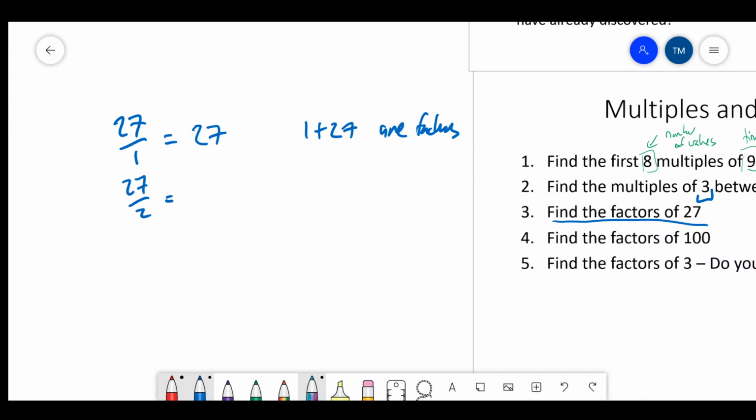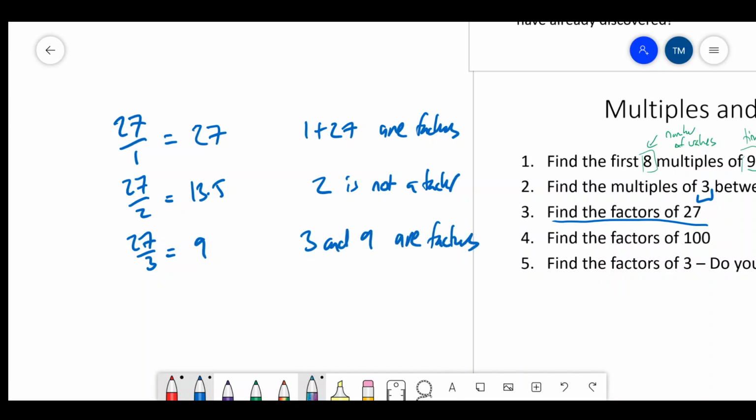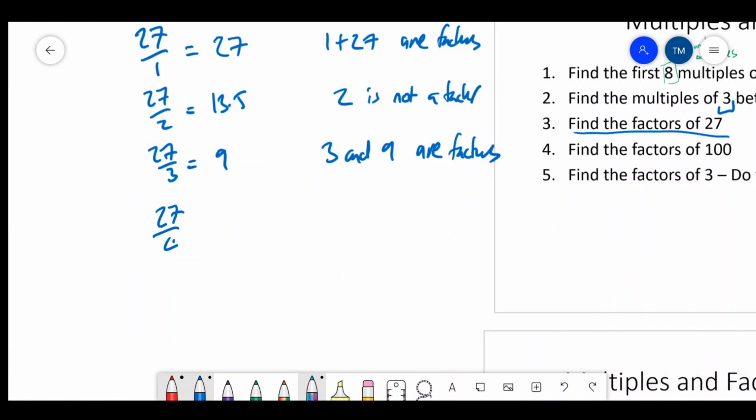27 divided by 2 is equal to 13.5, so that means 2 is not a factor. We do 27 divided by 3, that is equal to 9, so 3 and 9 are factors. 27 divided by 4 is equal to 6.75, so 4 is not a factor. 27 divided by 5 is equal to 5.4, so 5 is not a factor.